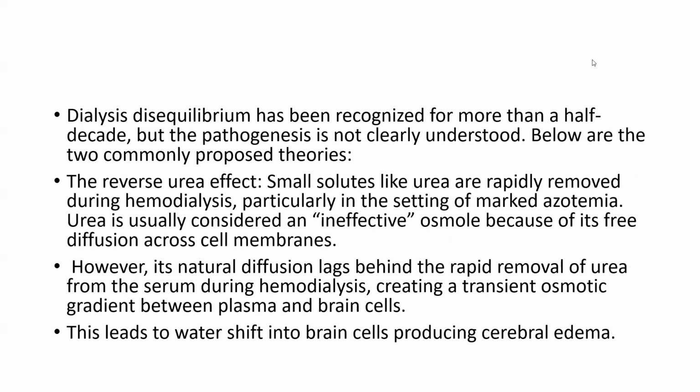Dialysis disequilibrium syndrome has been recognized for more than half a century, but the pathogenesis is not clearly understood. Below are the two commonly proposed theories. The reverse urea effect: small solutes like urea are rapidly removed during hemodialysis, particularly in the setting of marked azotemia. So urea is usually considered an ineffective osmole because of its free diffusion across the cell membrane. However, its diffusion lags behind the rapid removal from the serum during hemodialysis, creating a transient osmotic gradient between plasma and the brain cell. This leads to water shift into the brain cell, producing cerebral edema.